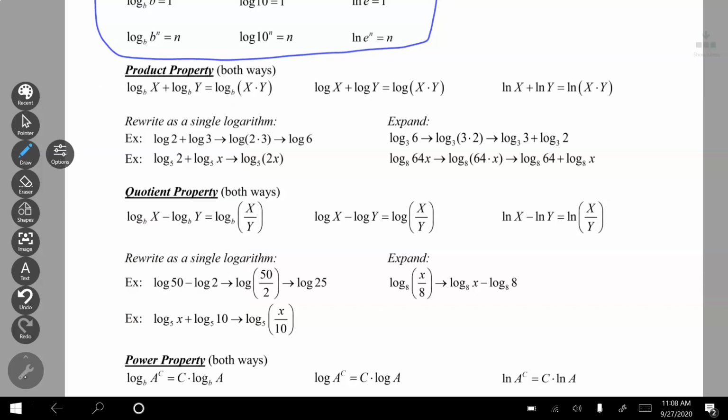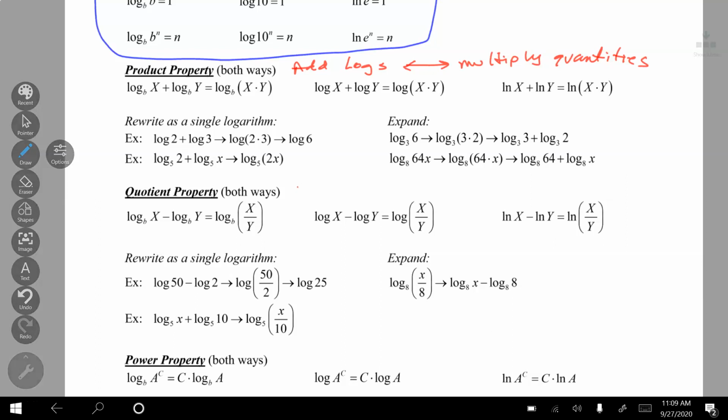the product property, that when we add logs, we multiply the quantities inside the logs, and vice versa. So you see some examples here. Log of 2 plus log of 3 is really just log of 6. But in reverse, log of 6 is really log of 3 plus log of 2.